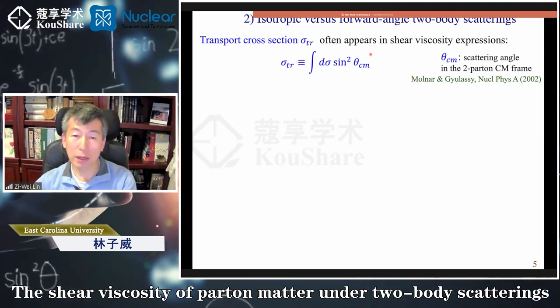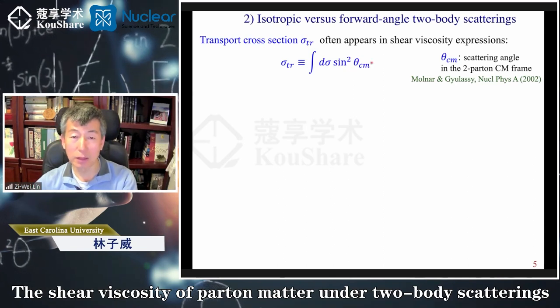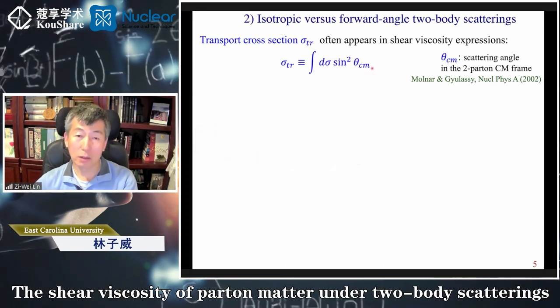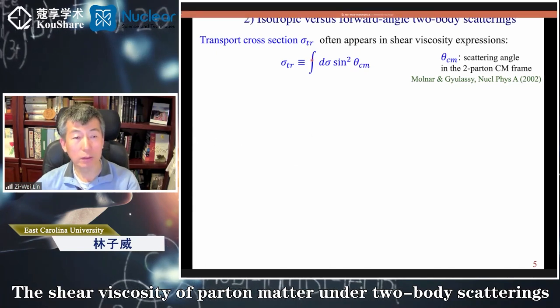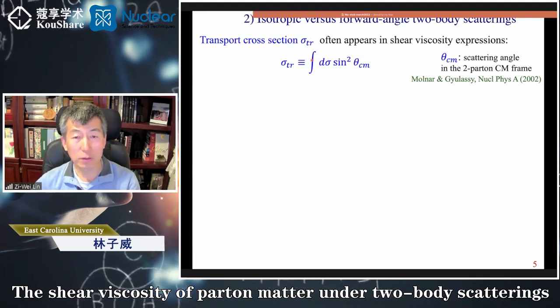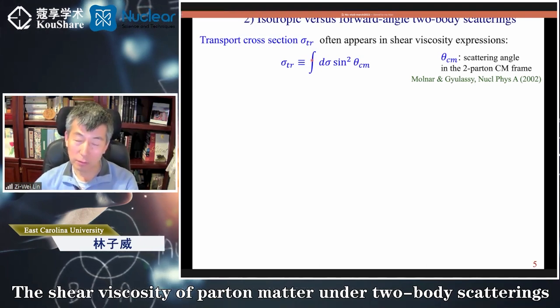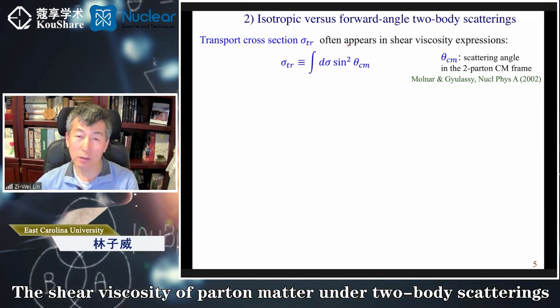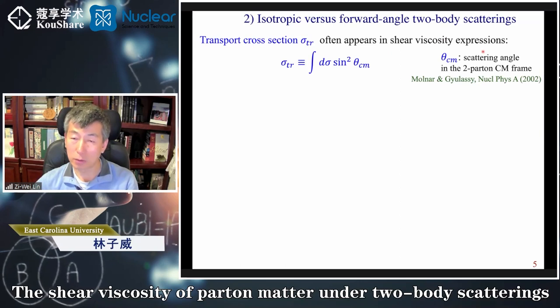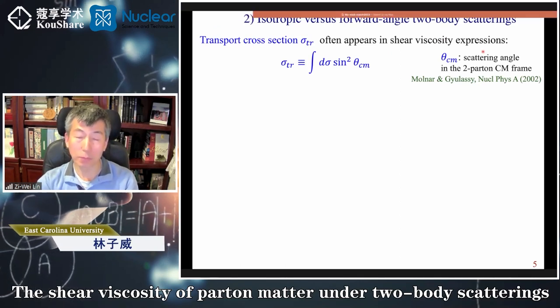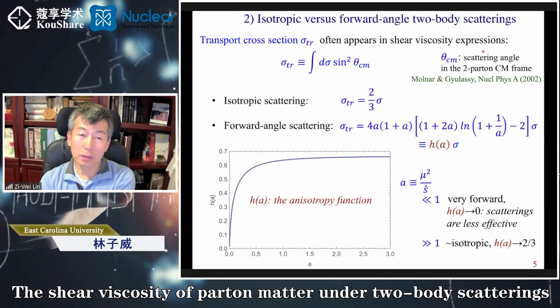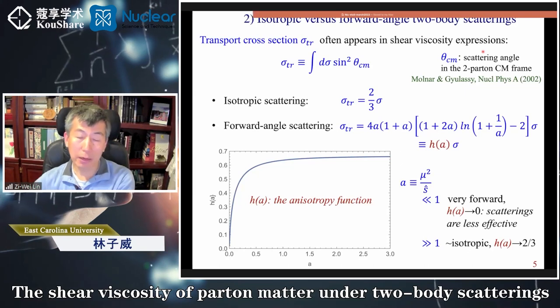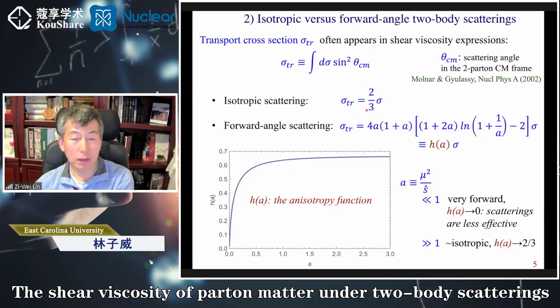And on the other hand, if you have 90 degree scattering, if theta is 90 degrees, then this is the maximum one, and then you get a bigger weight. So that's why people thought transport cross-section should be used to describe momentum transfer. That's why it often appears in the shear viscosity formula, which we will see very often next. Then, based on this definition, if we look at isotropic scatterings, then one can easily see that the transport cross-section is just 2/3 of the total cross-section.